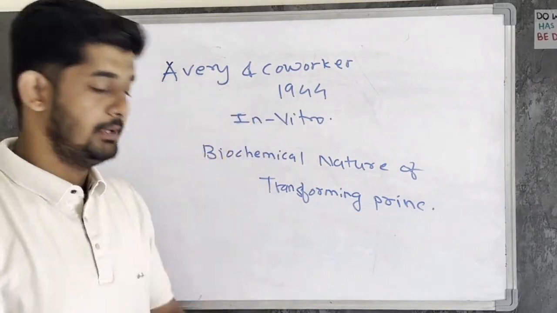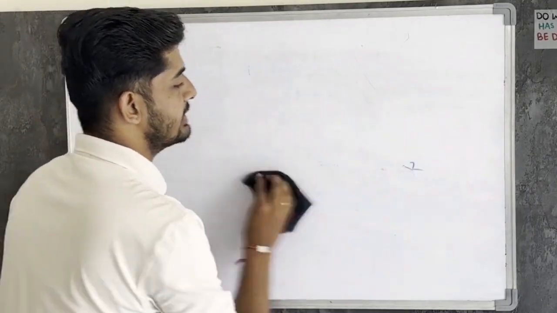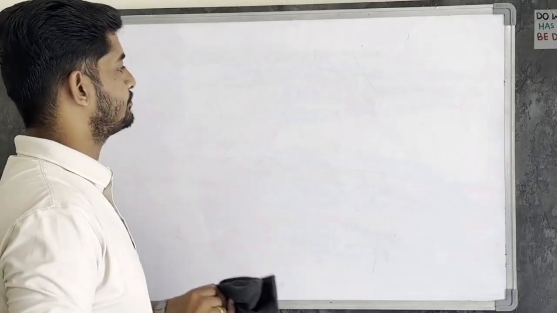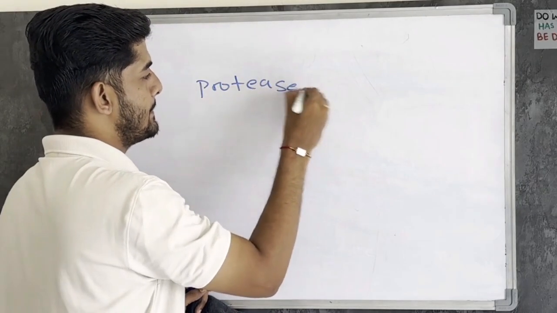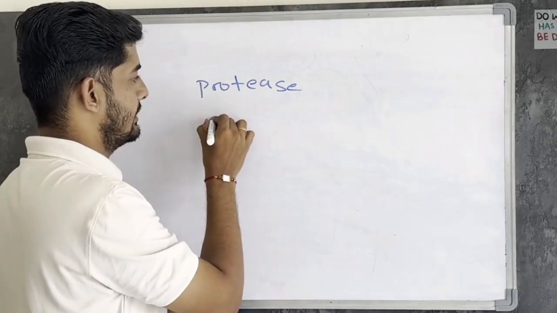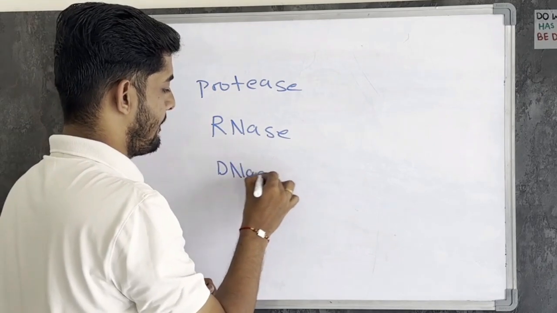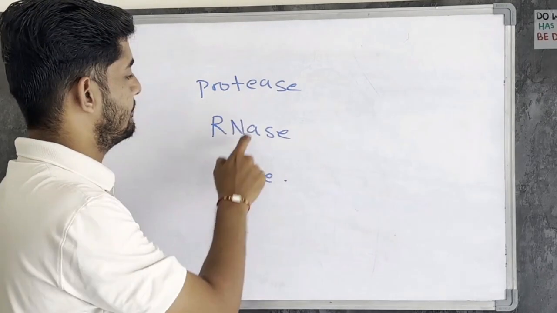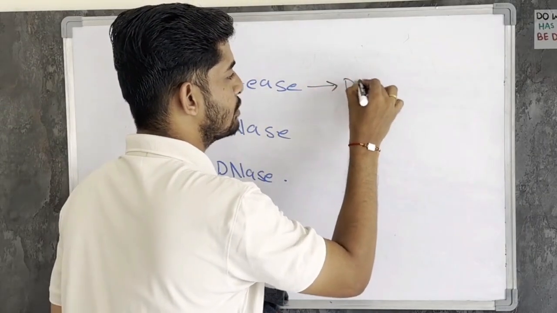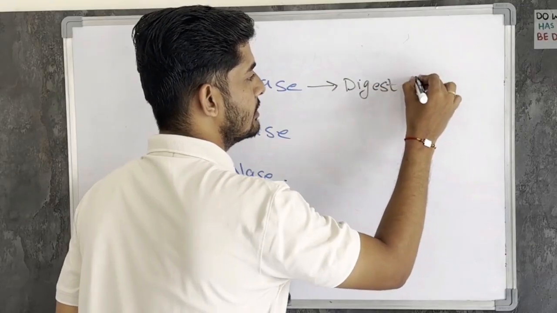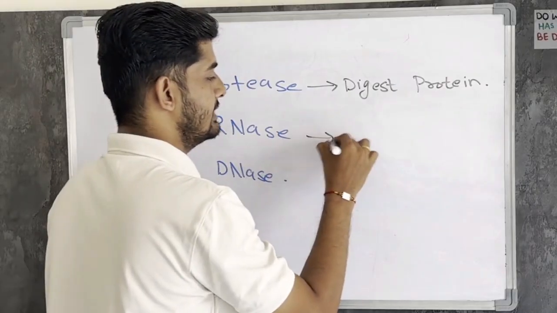While doing their experiment, they discovered the protein digesting enzymes called protease. Also, they discovered the RNases as well as the DNases. Now, what are these protease, RNases and DNases? Protease are the enzymes that have the capacity to digest protein. Now, RNases will digest the RNA.